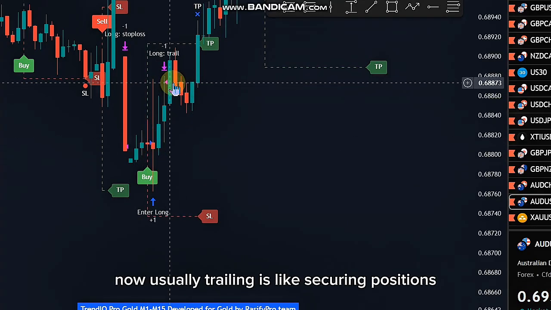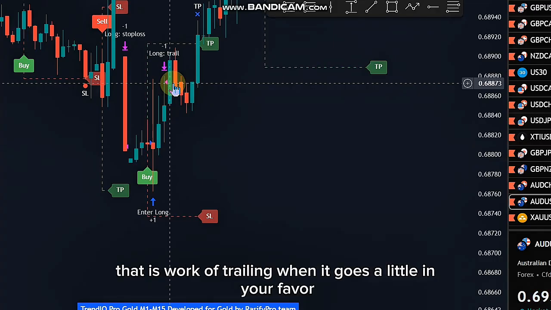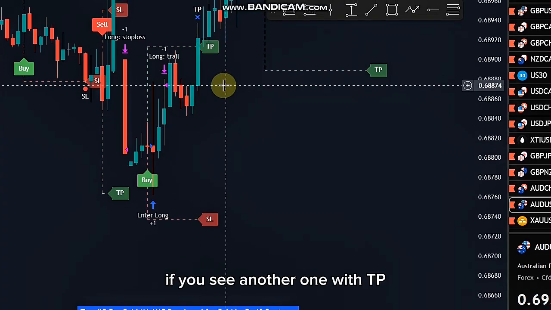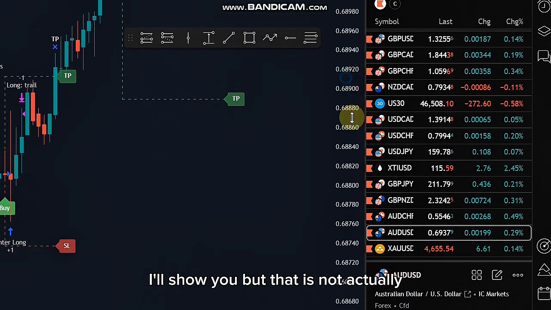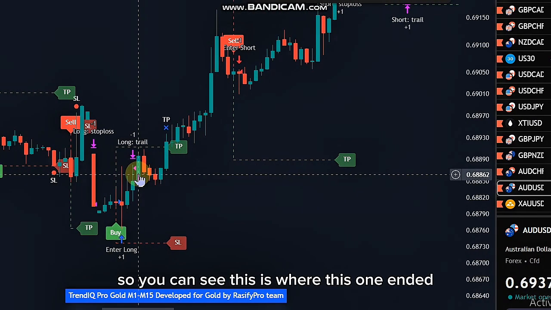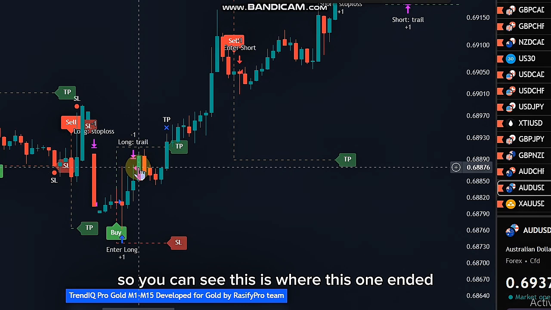Now usually trailing is like securing positions. That is the work of trailing. When it goes a little in your favor, it secures the position. That is not actually TP. If we see another one with TP, I'll show you. But that is not actually TP. That's just covering and protecting the position of the trade. So you can see this is where this one ended.